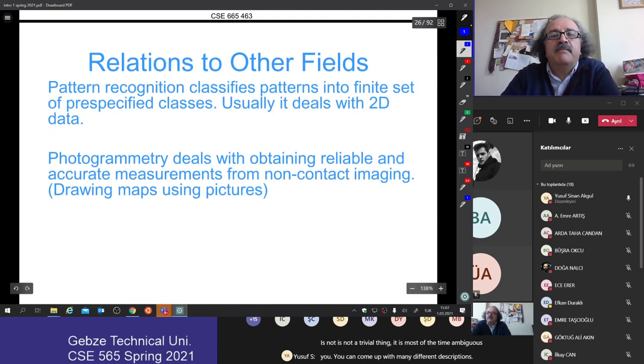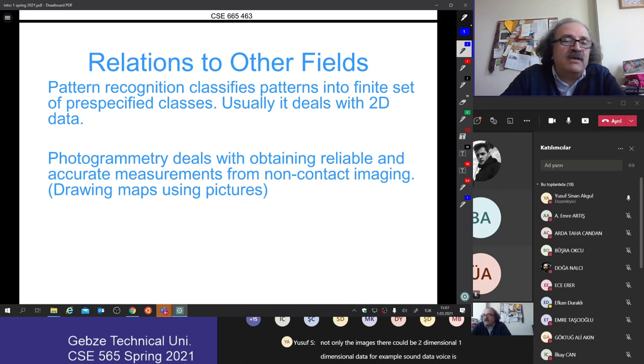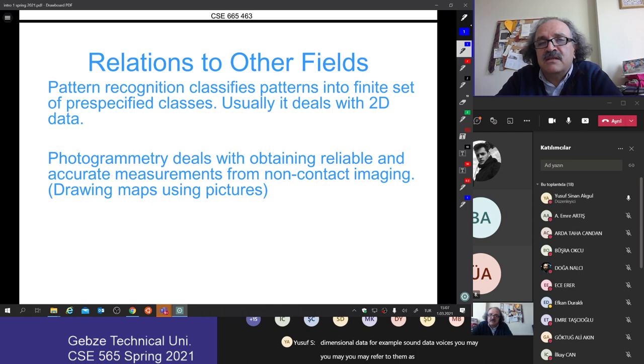What else? Pattern recognition. Again, it is the task of classification of patterns into a finite set of pre-specified classes. With pattern recognition, your input is not only images. There could be two-dimensional, one-dimensional data, for example sound data, voices. You may refer to them as patterns, and you classify them into a finite set of classes.